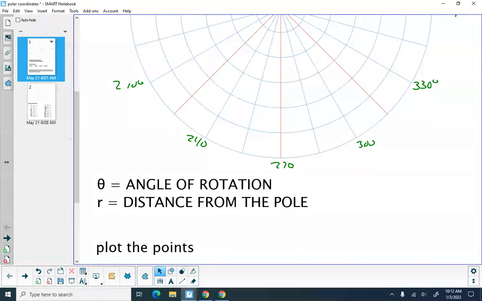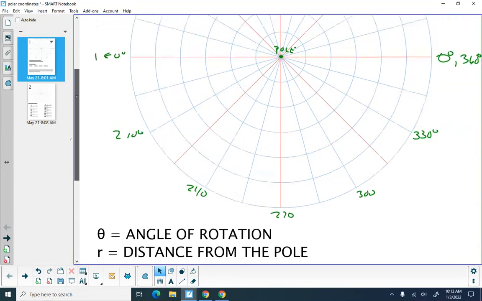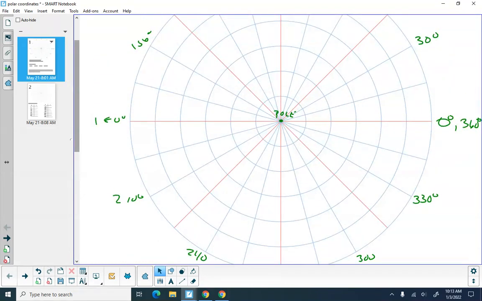Well, how do we measure distance away from the pole? That's where these little circles come in. Because by definition, a circle is a set of coplanar points that are equidistant from a given point. The given point is going to be the pole. Each one of these circles has points that are an equal distance from the pole.